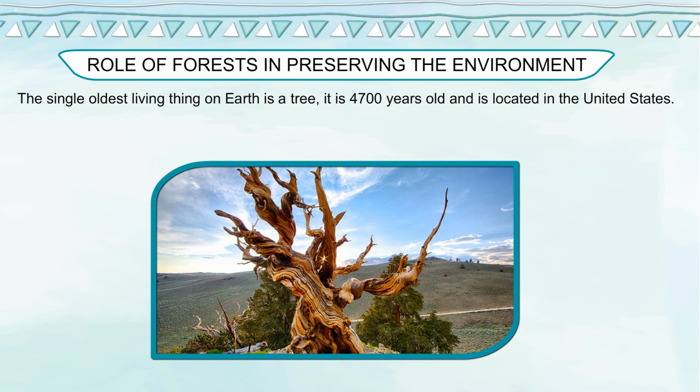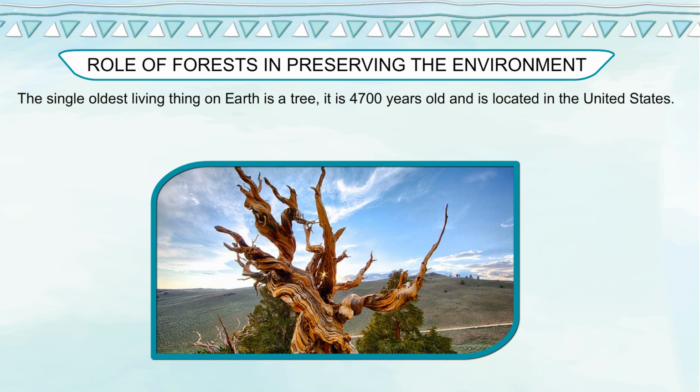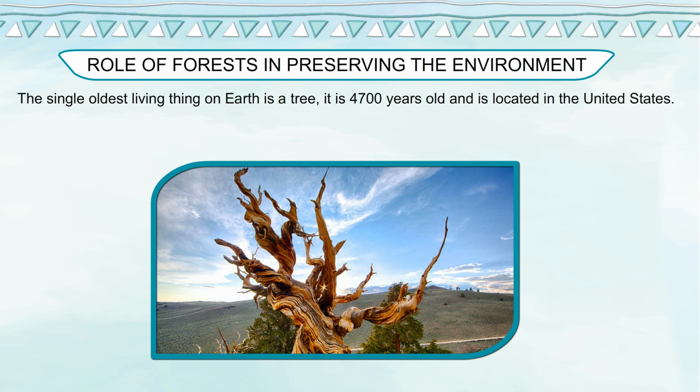The single oldest living thing on Earth is a tree. It is 4,700 years old and is located in the United States. It was growing when the Egyptians built the pyramids.